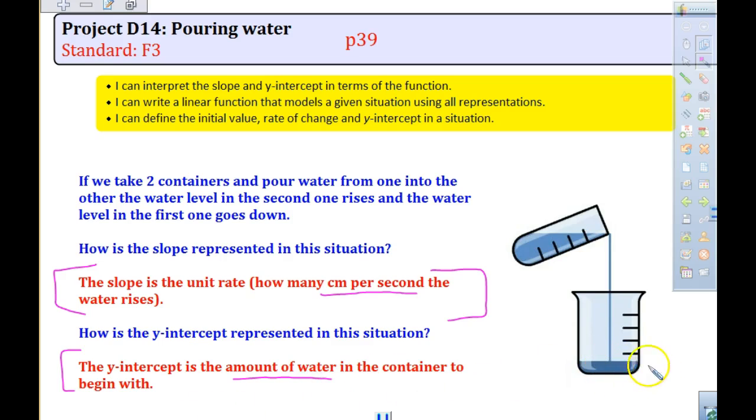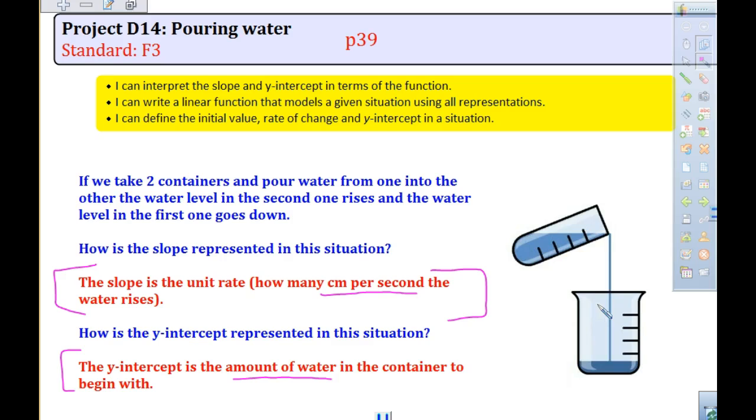So if this one started with nothing in it, you would have started at 0, 0. If you are filling it up, would our slope be positive or negative if it's going up? Positive. Whereas the slope in this one, we're losing water, would be negative, right? Okay. So you need to think of those two situations. Does everyone have that copied down?